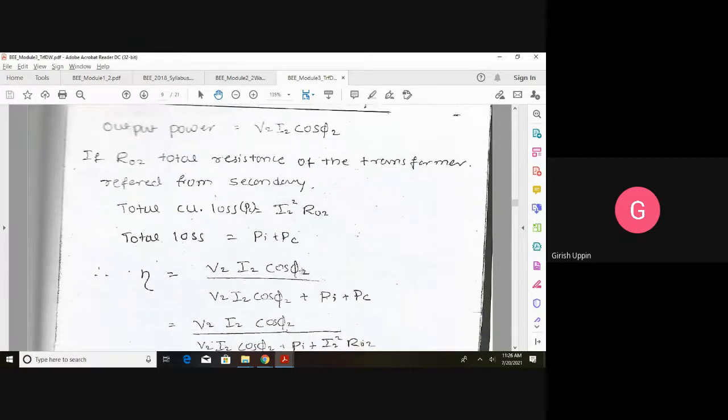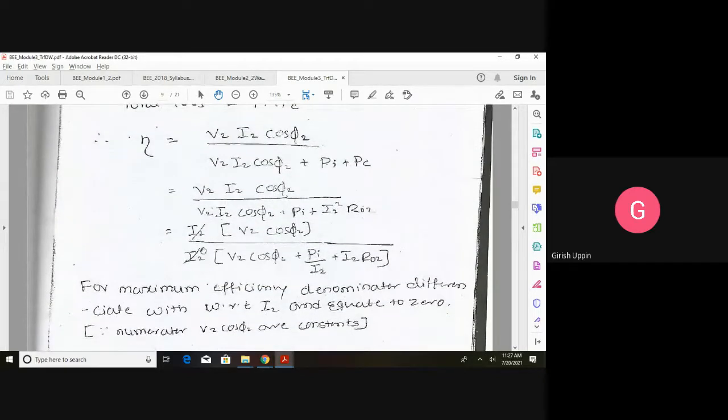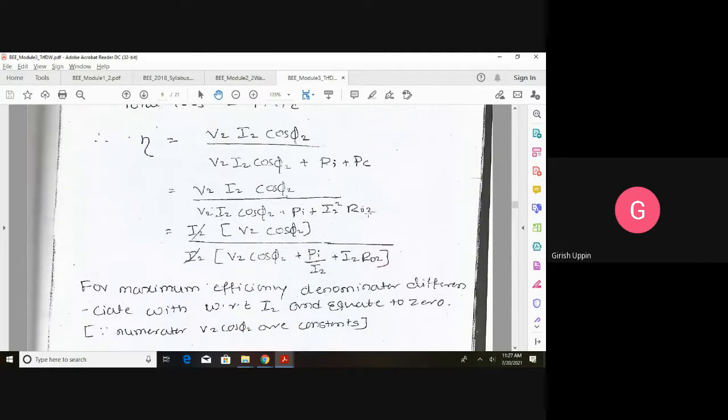Then we can write the equation for the efficiency: output power divided by the output power plus losses. V2 I2 cos phi 2 divided by V2 I2 cos phi 2 plus Pi plus Pc. And we know Pc is nothing but I2 square R02. We will replace that here, then take I2 common. On the numerator, I get V2 cos phi 2, divided by, in the denominator, V2 cos phi 2 plus Pi by I2 plus I2 into R02. Then I2 will get cancelled.